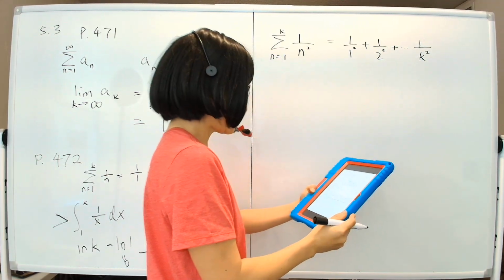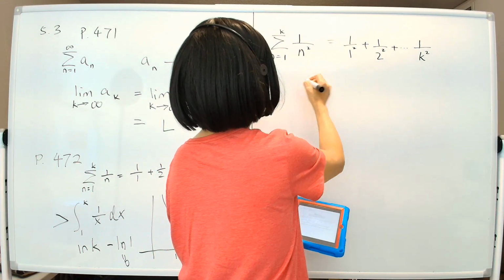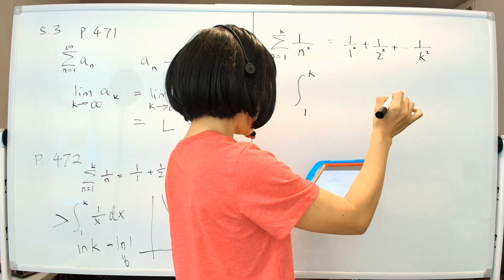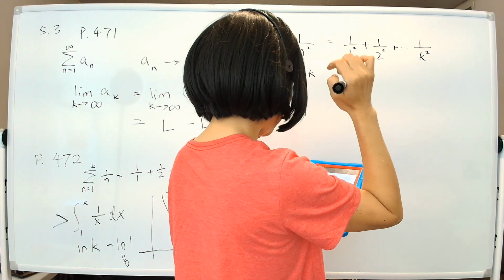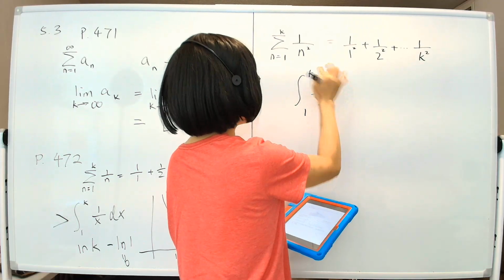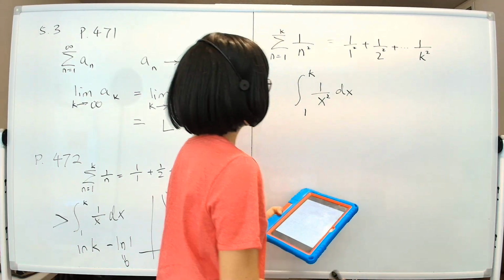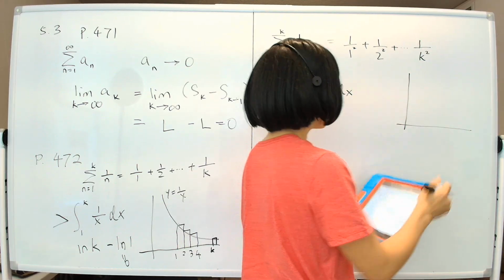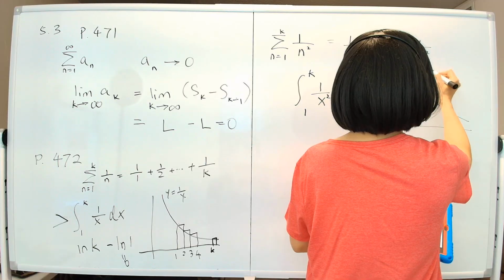And similarly to the previous case, we're going to consider the integral from 1 to k of 1 over x squared. As you can see, the x squared corresponds to the n squared. I just changed the variable. Now, what does this graph look like? The graph is y equals 1 over x squared.